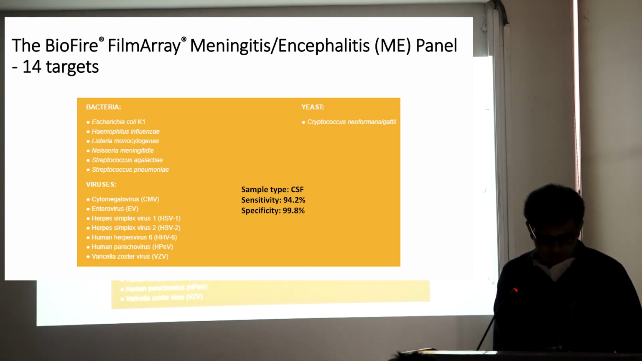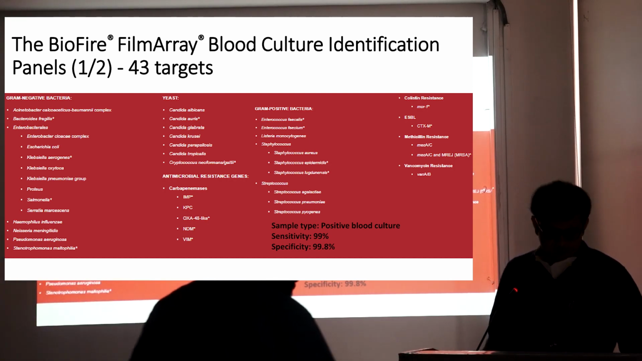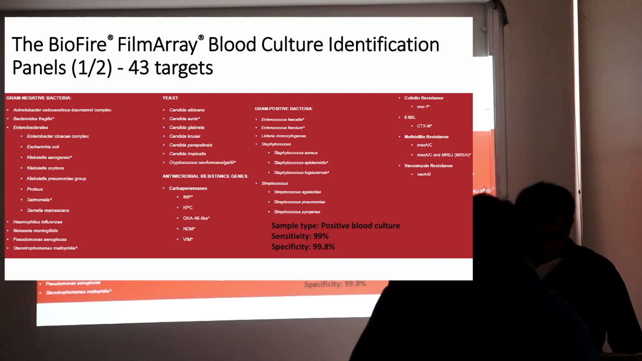So this is the meningitis panel, again many viruses and bacteria, and also the Cryptococcus neoformans, the yeast. Got a good sensitivity and specificity. This is the blood culture panel. This is a very important one. They call it BCID panel.